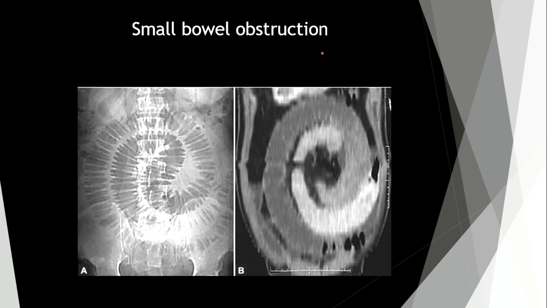This is small bowel obstruction. On the CT, it's a whirlpool sign. We have a scale here, and if you know correctly, a normal small bowel must be less than 3 centimeters. And we have widely distended small bowel loops.